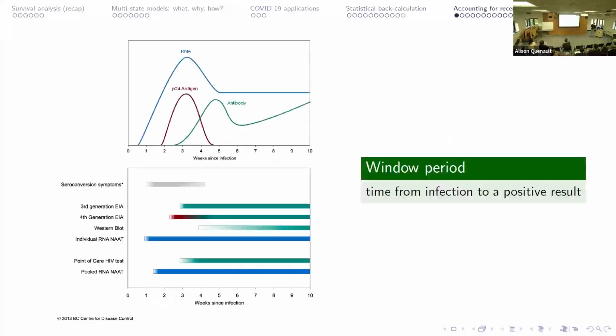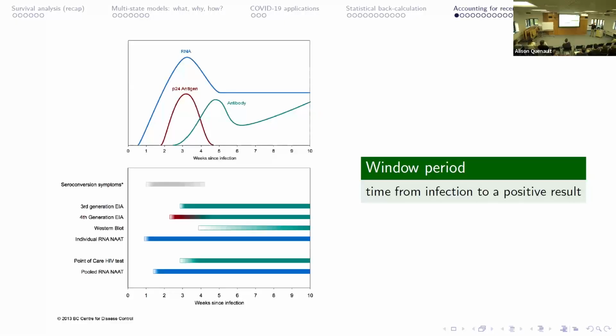Fantastic. So why do we have an issue with this? That model's working very well, but increasingly people are getting diagnosed earlier. Before I move on to the next part, I need to talk to you about a window period.